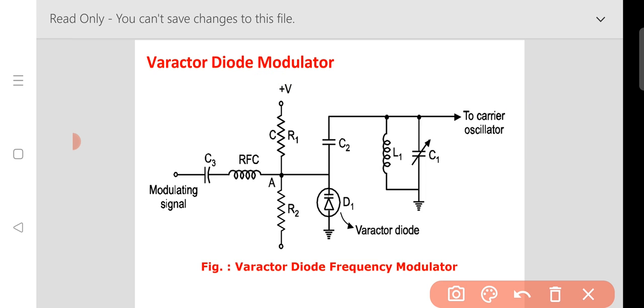Coming to this block diagram or circuit diagram, we need to know some basics. Actually, in this there is a tank circuit, meaning the LC circuit. This actually produces our carrier signal oscillations.